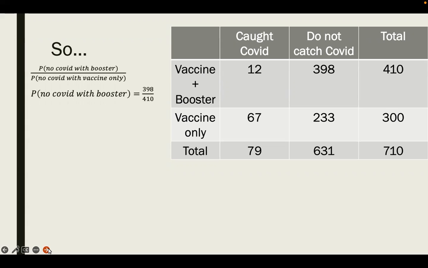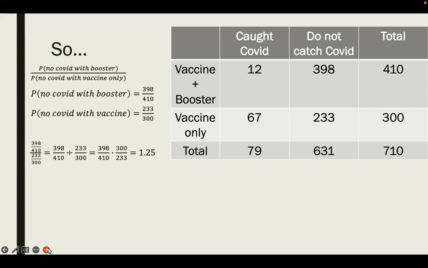So the no COVID with booster, no COVID, 398 over 410, because we're only talking about those with the booster. The no COVID with vaccine, so we're only looking at vaccine only. That's the 233 over 300. So now let's put that into a fraction. So we've got the 398 over 410 all over 233 over 300. Well, when we're dividing two fractions, I can write that horizontally. It's 398 over 410 divided by 233 over 300. And we know to divide fractions, we're simply going to multiply by the reciprocal. So 398 over 410 times 300 over 233. And that simplifies to be roughly 1.25.